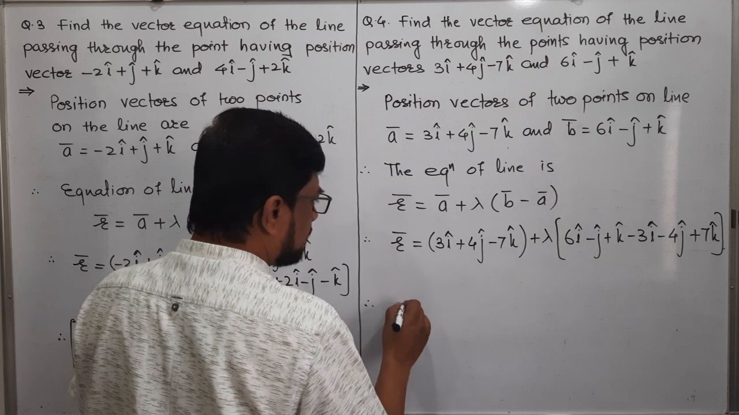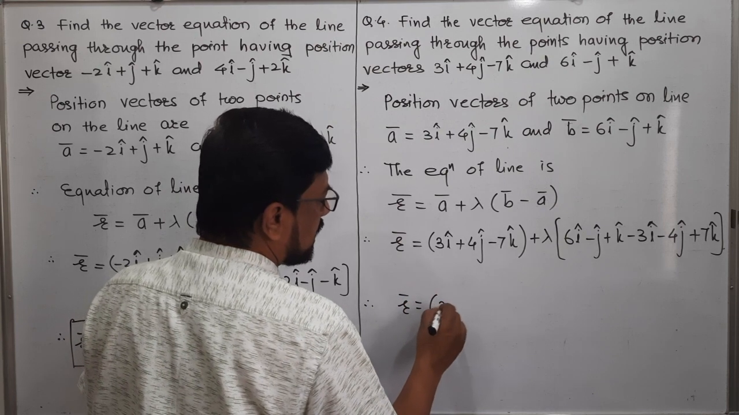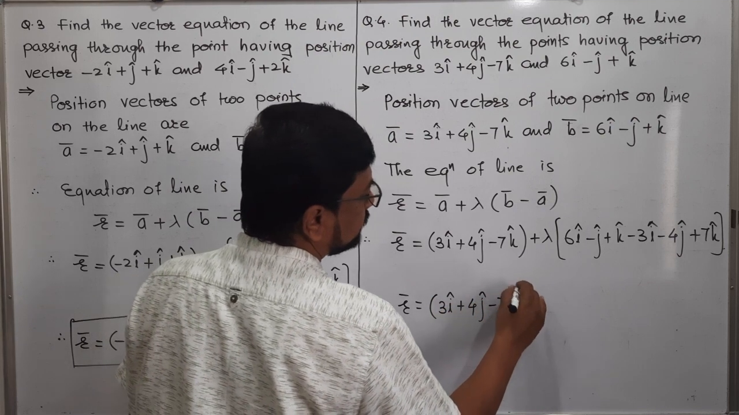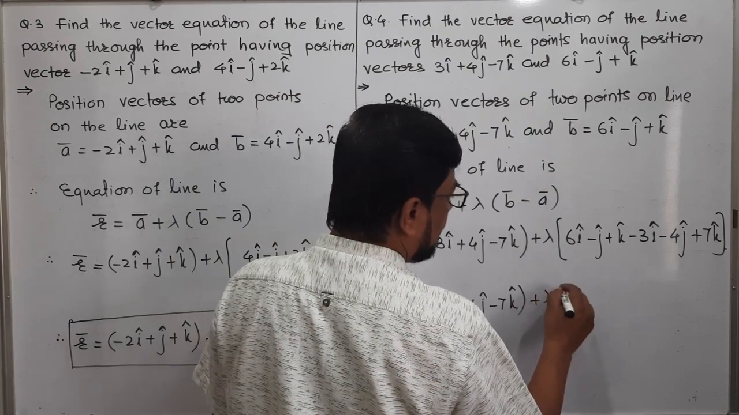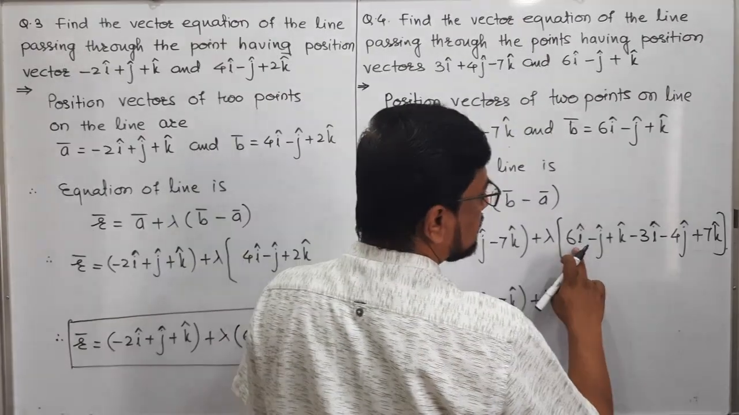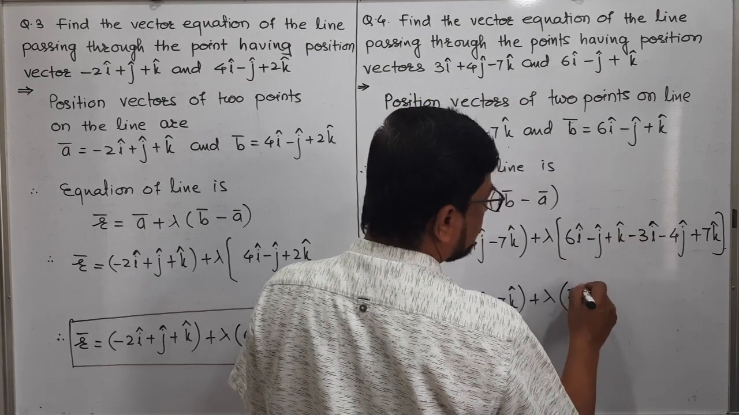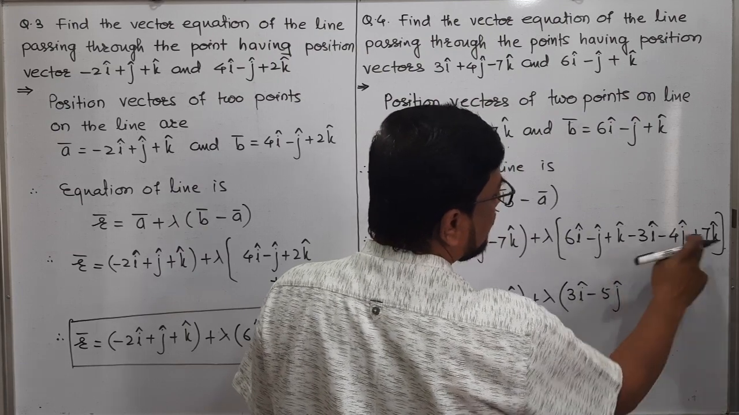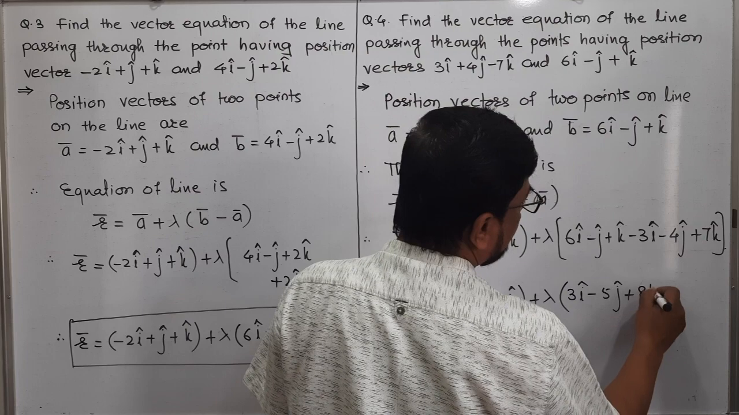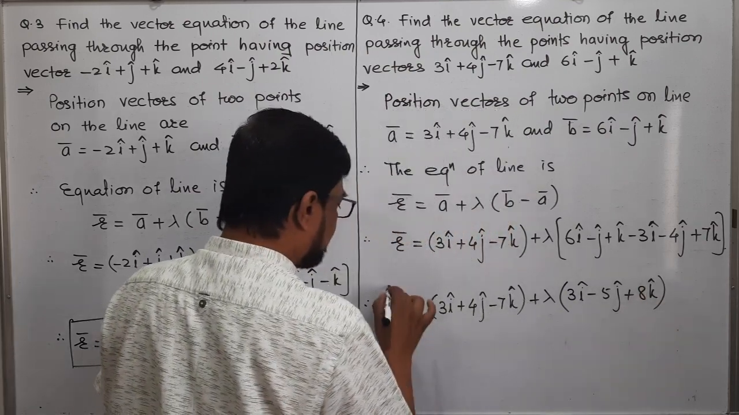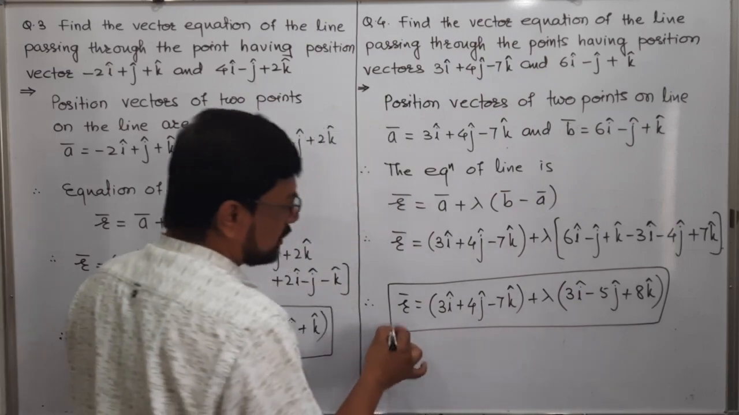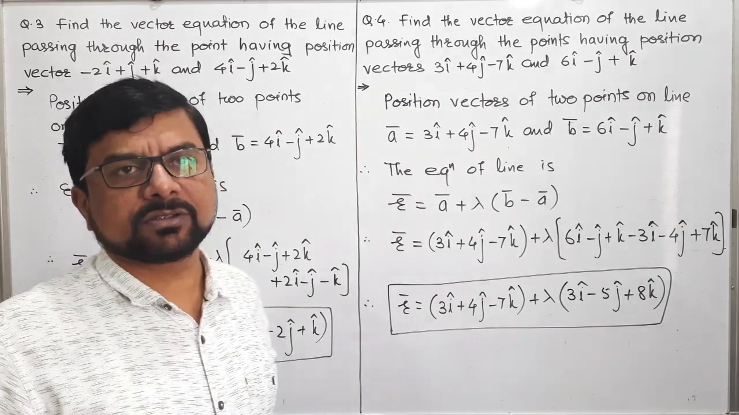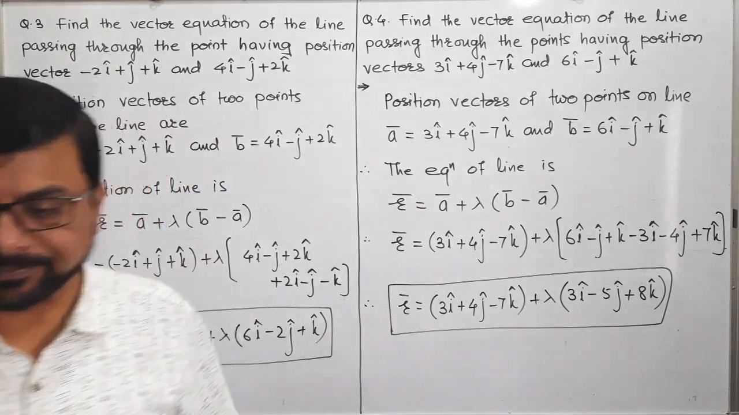That is, r vector is equal to 3i cap plus 4j cap minus 7k cap plus lambda into bracket 6i minus 3i is 3i cap, minus j minus 4j is minus 5j cap, and k plus 7k is plus 8k cap. This is said to be vector equation of line passing through 2 points. Okay, now we'll see question number 5.